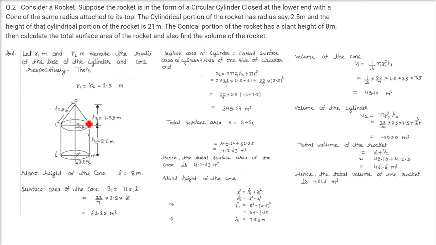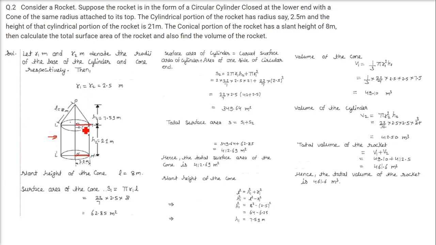Now consider a rocket. Suppose the rocket is in the form of a circular cylinder, and it is closed at the lower end, while this is a cone of the same radius attached to its top. The cylindrical portion of the rocket has radius 2.5 meters. So this is 2.5 meter from here to here. So the cone will also have the radius as 2.5 meter.